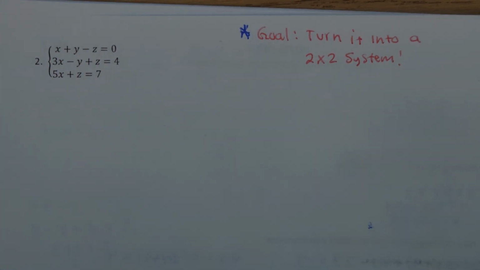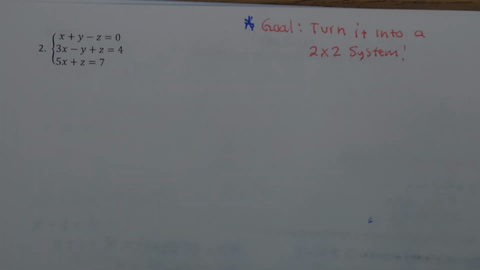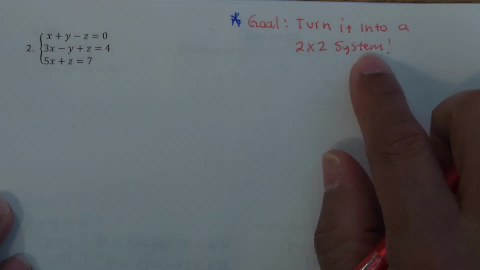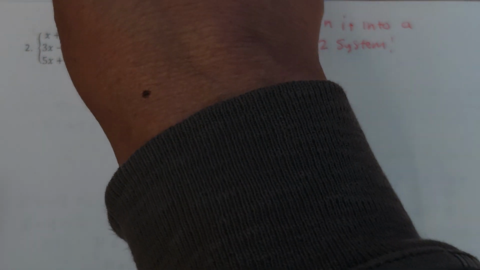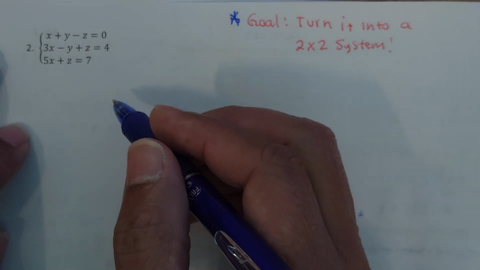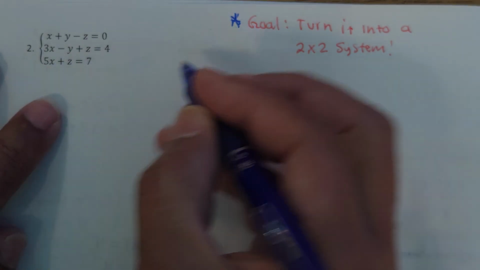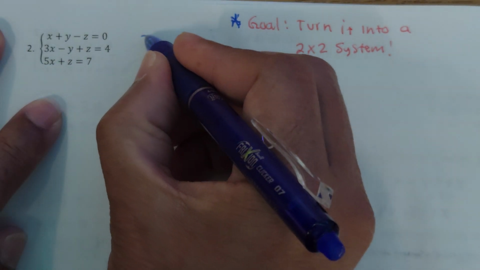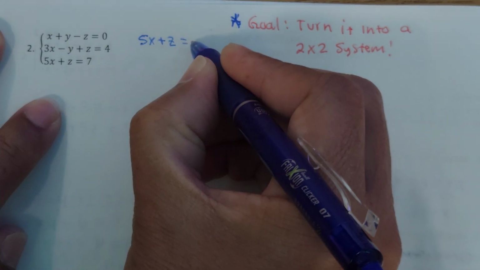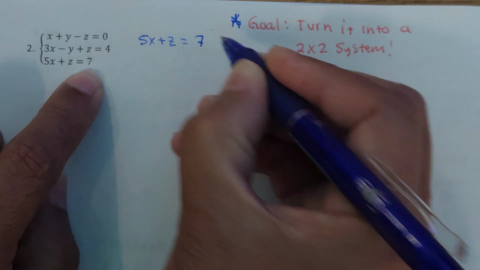Okay, so from part one, the goal was to turn the system of three equations into a 2 by 2 system and then use elimination, substitution, whatever method you prefer. So for example number 2, I am going to take the third equation and copy it here. So 5x plus z equals 7.